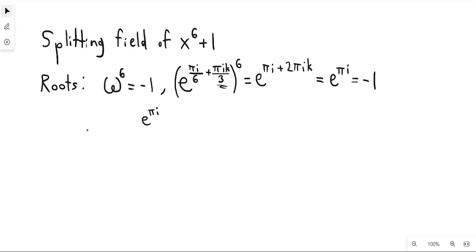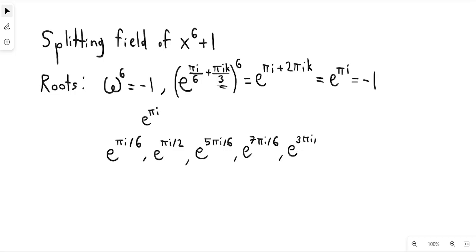Okay, so we can deduce that the roots are going to be the simplest one, which is e to the pi i over 6. But then we can add any multiple of pi i over 3. So the other roots are going to be e to the pi i over 2, e to the 5 pi i over 6. Next one's going to be e to the 7 pi i over 6, e to the 3 pi i over 2 is going to be the next one. And then the last one is e to the 11 pi i over 6.